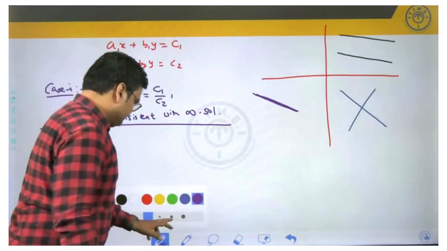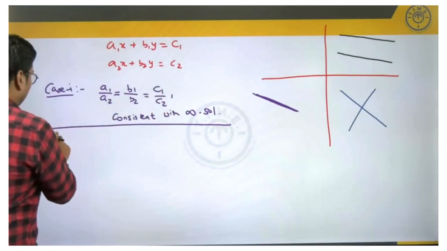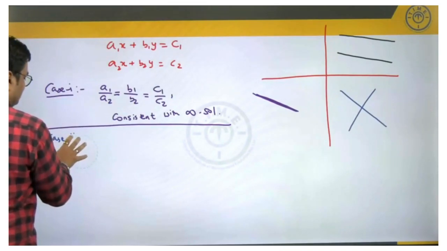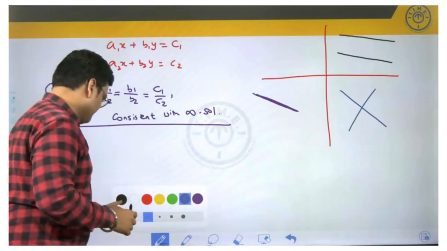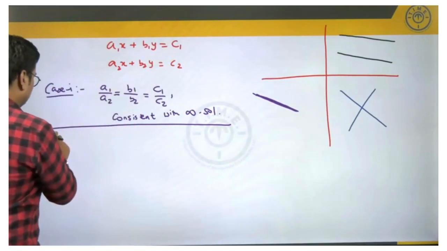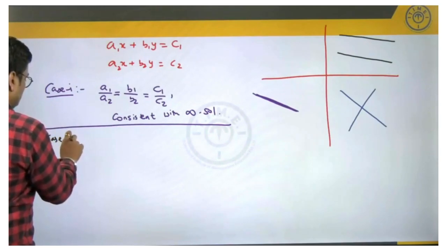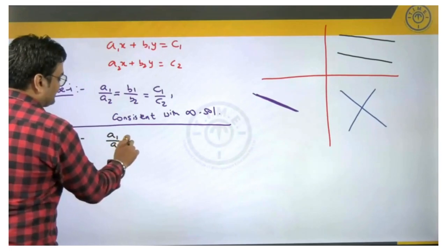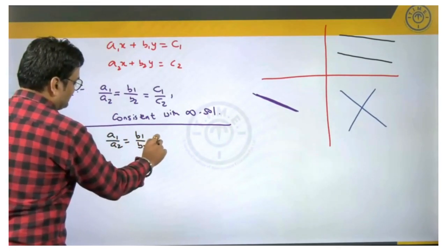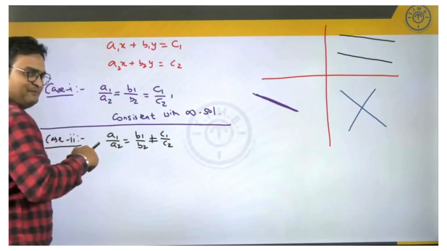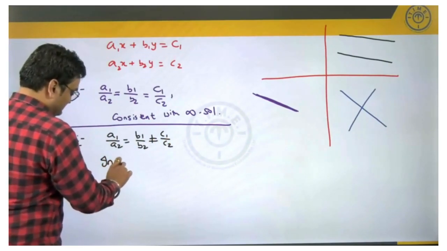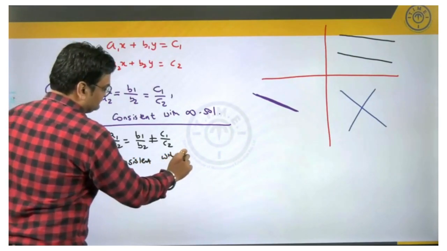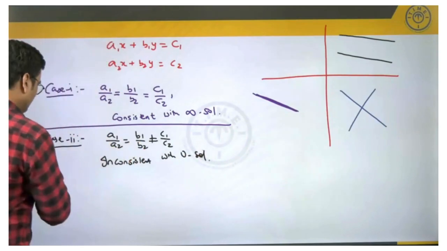Second case, or rather, I'll take the parallel line case first. This corresponds to the case in the first quadrant, case 2, the case of parallel lines. The condition for parallel lines is that the ratio of x coefficients is the same as the ratio of y coefficients, but is not the same as the constant terms ratio. This is called an inconsistent set of equations, and they will have no solutions, zero solutions.